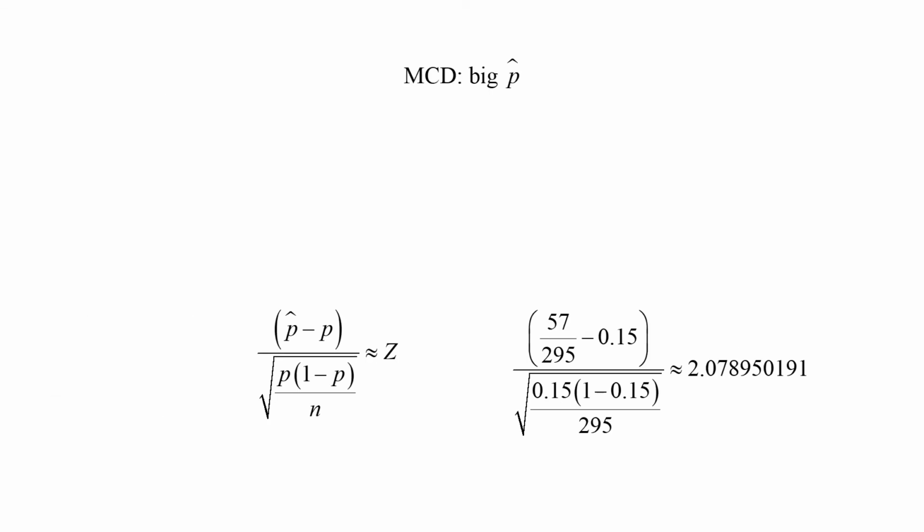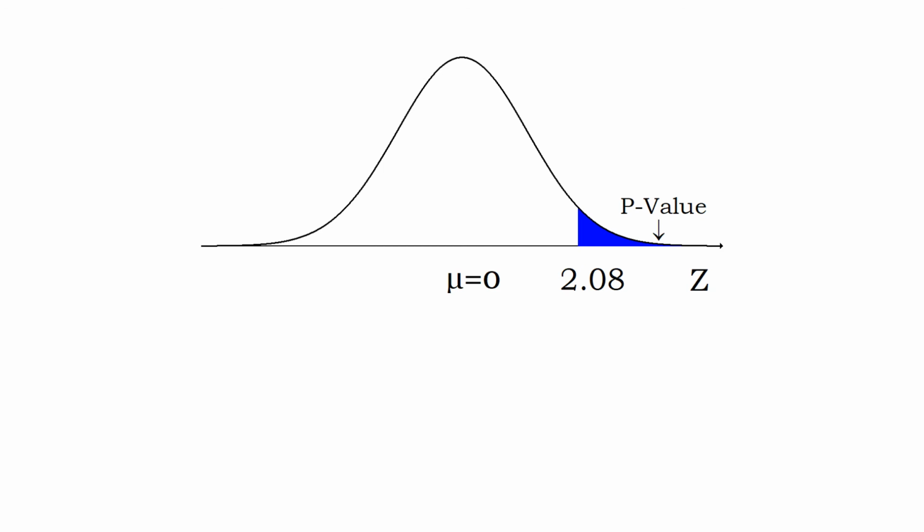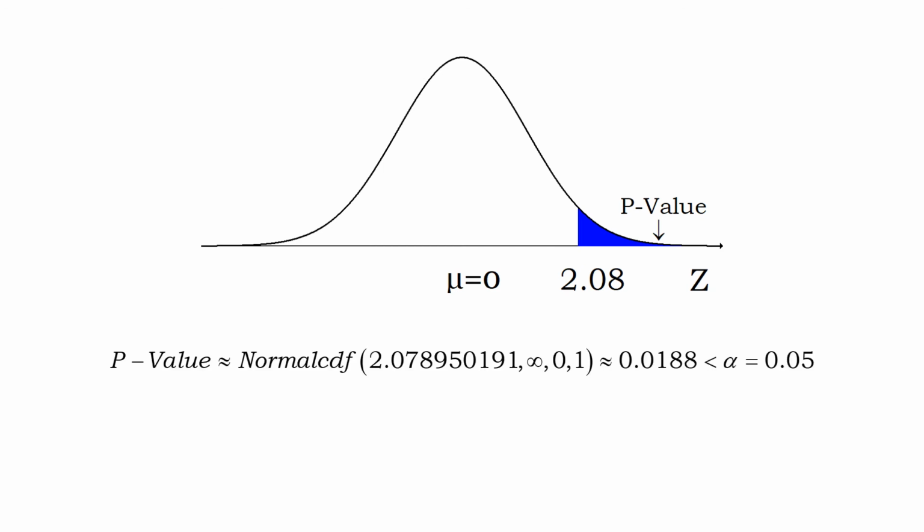Looking at the formula we're using, big values of P hat are going to directly lead to big values of z-scores. And the big z-scores are to the right, towards positive infinity on our z-graph. So this is a right-tailed test, meaning our p-value is the area to the right of our test statistic. To calculate that area, we're going to use our normal CDF because we have a standard normal distribution.